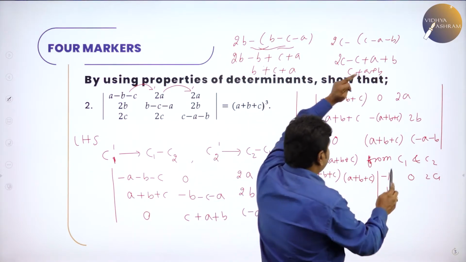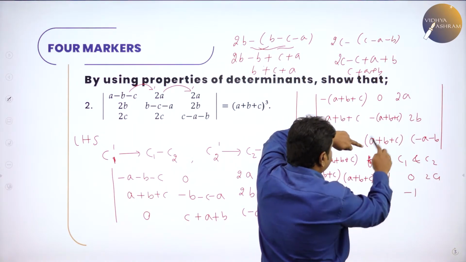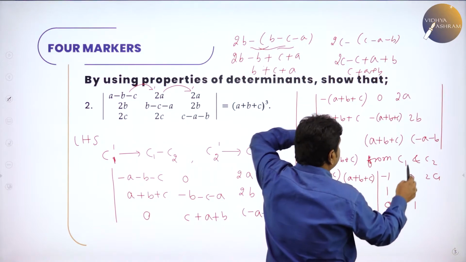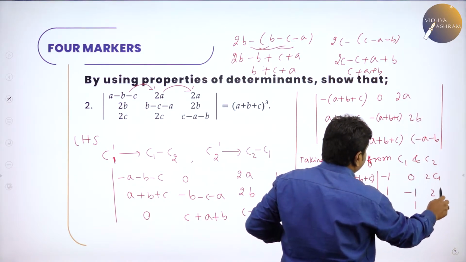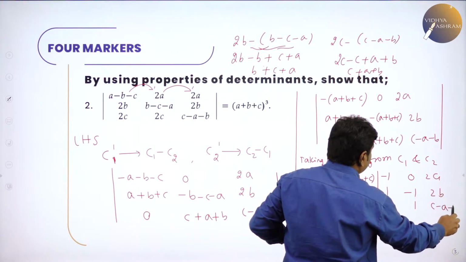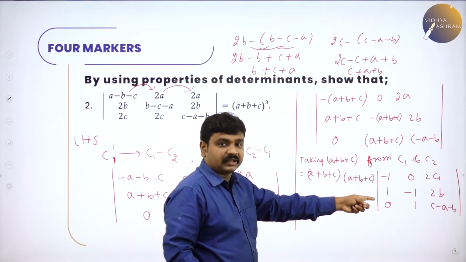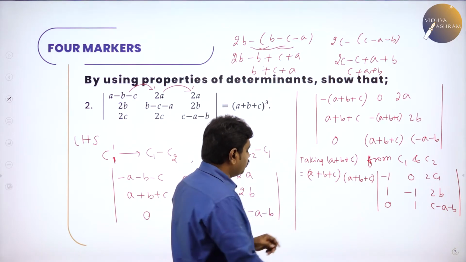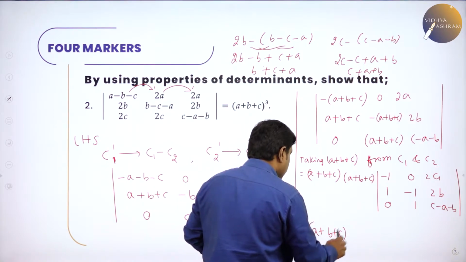Second column 0 as it is, and I have taken a plus b plus c out, so it will become minus 1, and this I have taken out, so it will become 1. Then the remaining elements are 2a, 2b, c minus a minus b. Now expand it. If you expand, again you should get a plus b plus c. So a plus b plus c into a plus b plus c is a plus b plus c the whole square. So we got the whole square.